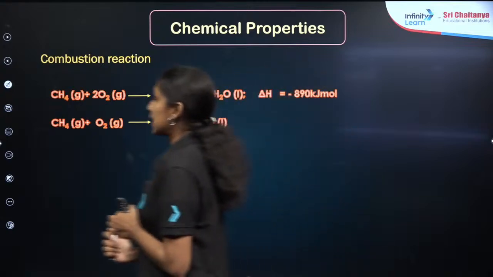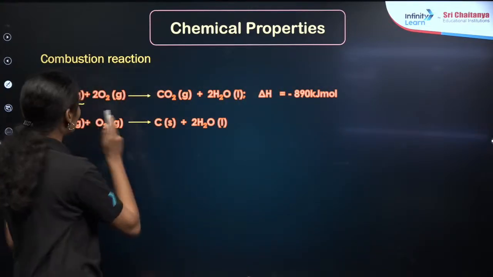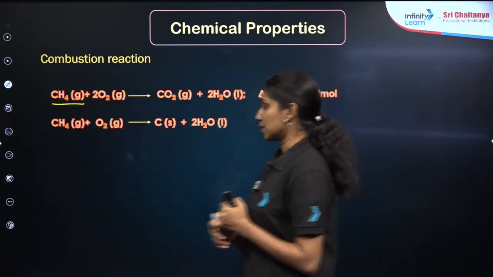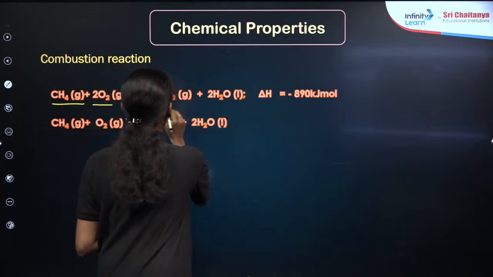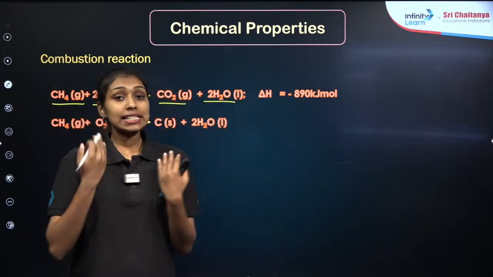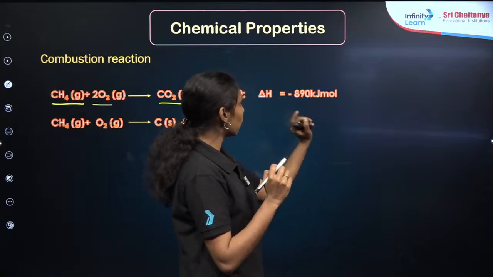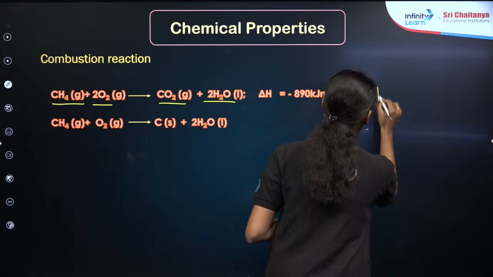Here, in the first case, I am taking the simplest alkane, that is methane, CH4. Now I am reacting it with oxygen. During the combustion reaction, what will be the product? In general, it will be carbon dioxide and water, by releasing a high amount of energy, which is given as delta H equal to minus 890 kilojoule per mole. So it is an exothermic reaction.